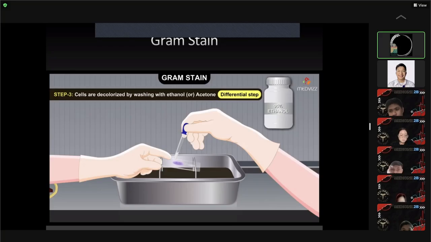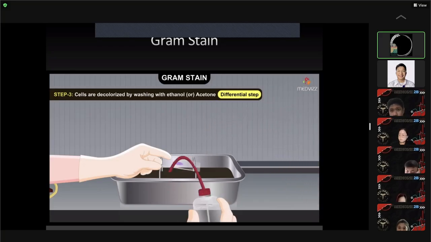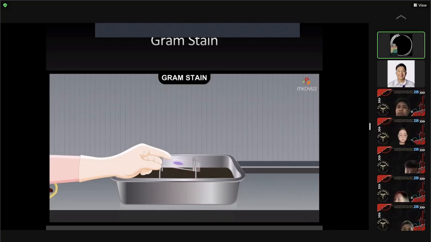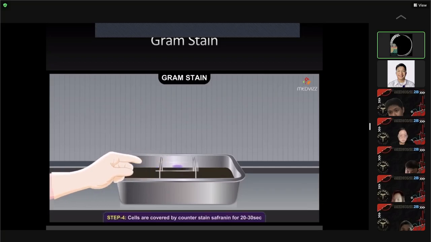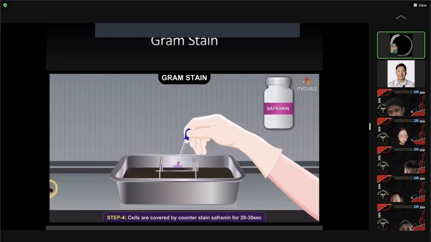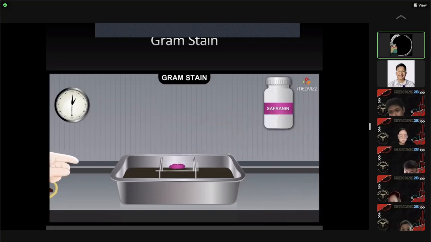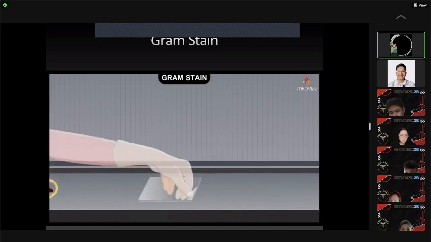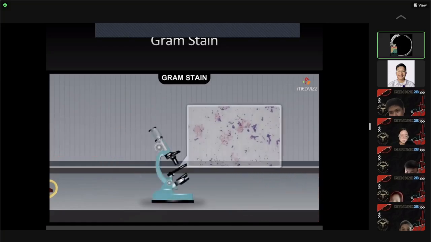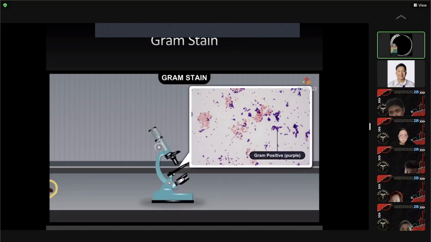Even gram-positive cells can lose the crystal violet-iodine complex during prolonged, excessive decolorization. Excess ethanol is then washed off with water. When viewed under the microscope, gram-positive cells appear purple and gram-negative cells are colorless. Finally, the rinsed cells are covered with the counterstain safranin for 20 to 30 seconds. This stains the gram-negative bacteria pink. After rinsing with water, the slide is dried with filter paper. When viewed microscopically, the gram-positive bacteria are purple and the gram-negative bacteria are pink.